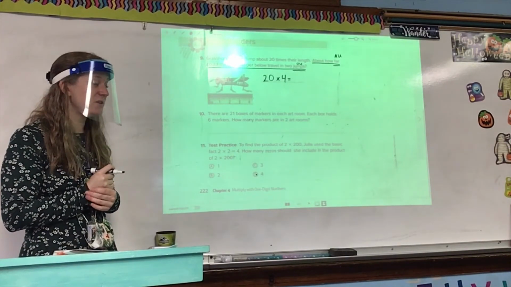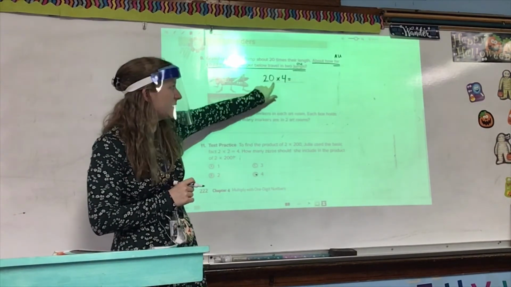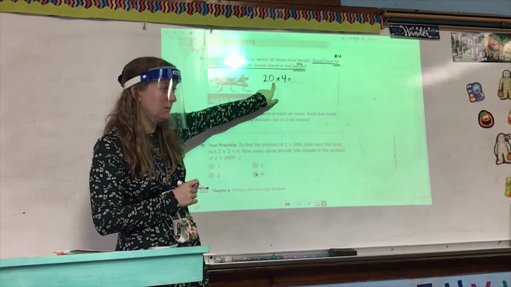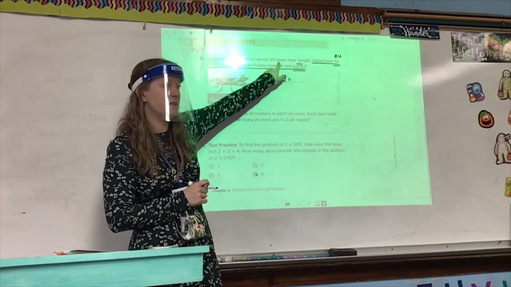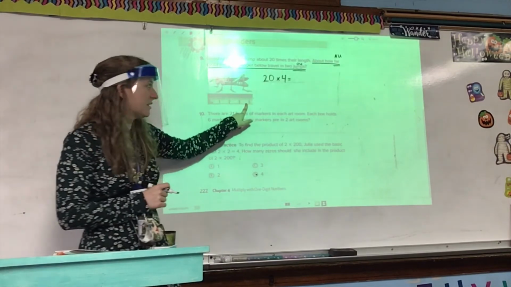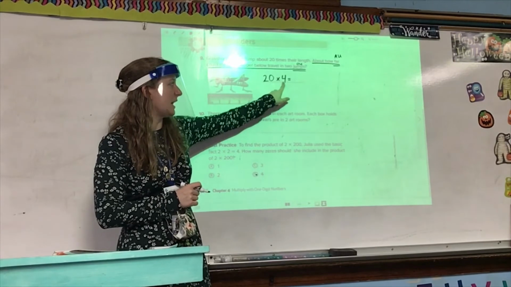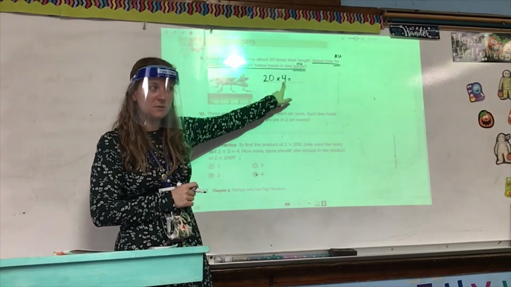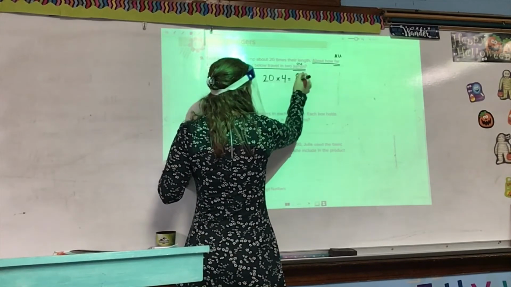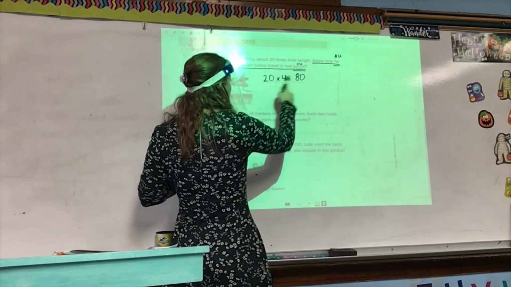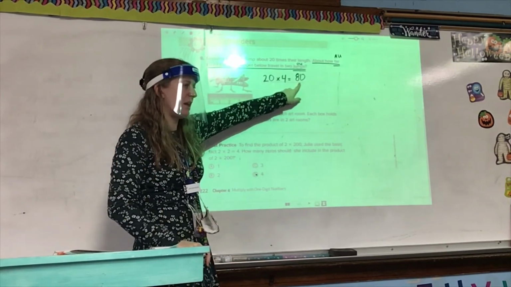So that means we have to figure out, before we can figure out how far they jump in 2 jumps, we have to figure out how far they jump in 1 jump. We know that they jump 20 times their length. Well, their length is 4 centimeters. So first we have to solve 20 times 4, which is what, Zadie? 80. Because basic facts and patterns tell us 2 times 4 is 8. There's 1 zero at the end. So that means it jumps 80 what?